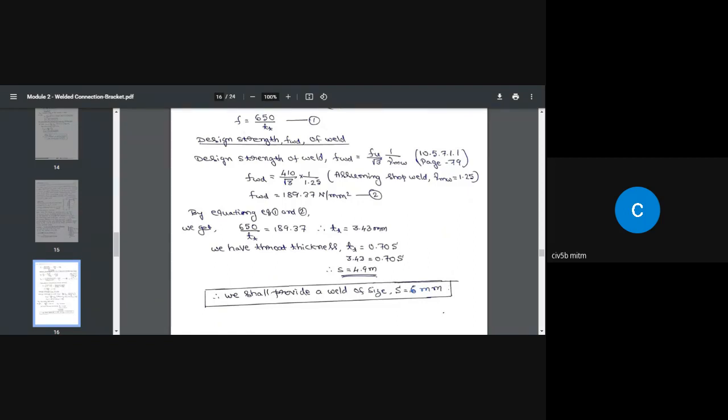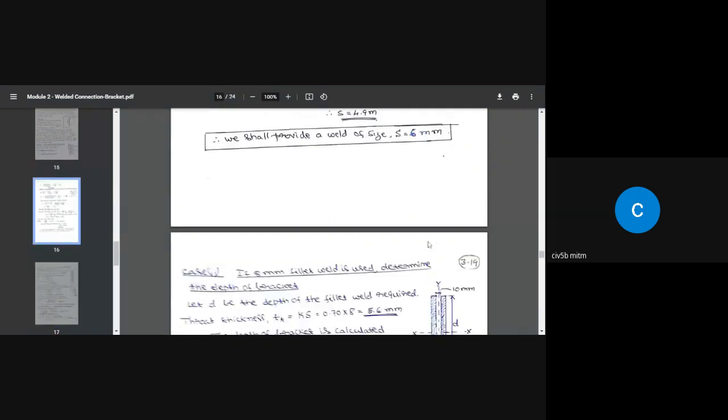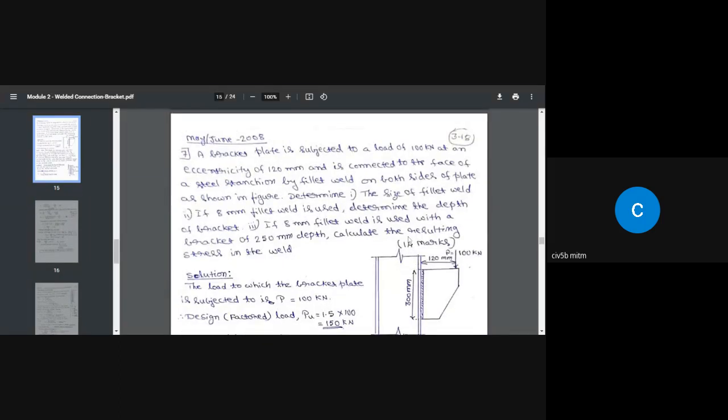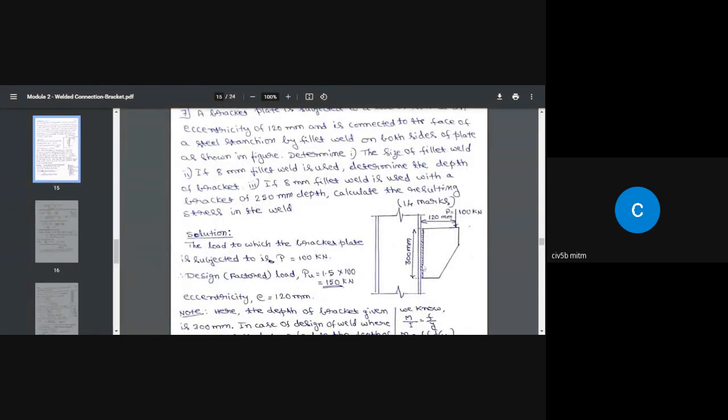Is it clear to you? So next, part 2 of the problem. What does it say? If you look here, if 8 millimeter fillet weld is used, determine the depth of bracket required. So in the first part, depth was given, we had to find out what was the size of the weld required. But in the second case, weld size is given, we need to find out what is the depth of the bracket required.